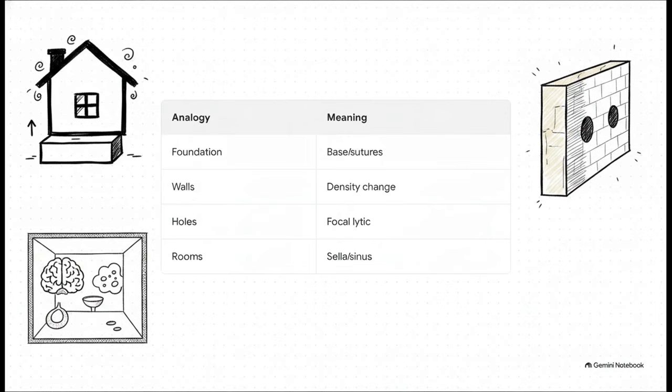First up, check the foundation and frame. Has the base migrated upward, or did the sutures close on schedule? Next, you check the walls. Is there generalized density change? Like, are the walls too thin and washed out from demineralization, or are they way too thick? Then look for holes in the wall. Are there focal lytic lesions punched clean through? And finally ask, what's in the rooms? Have the contents of the pituitary fossa, the brain, or the sinuses changed, swelled, or calcified? By simply asking these 4 basic architectural questions, you're literally doing most of the differential diagnostic work for yourself before you even name a single disease.